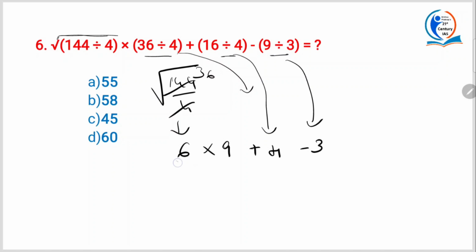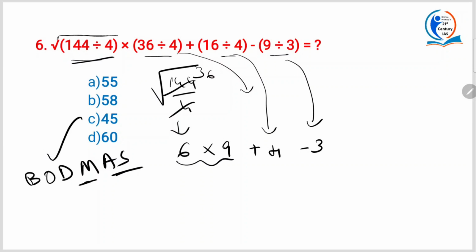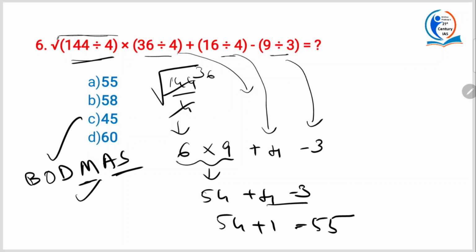Now here you have to do the multiplication first according to BODMAS rule. See, addition and subtraction will come later. First you have to do the multiplication. You've done the division right in the first step. You're on the right track. Next is multiplication. Alright. 6 9s are 54 plus 4 minus 3. So 54 plus 1 is equal to 55. Got my point? So 55 is the answer.